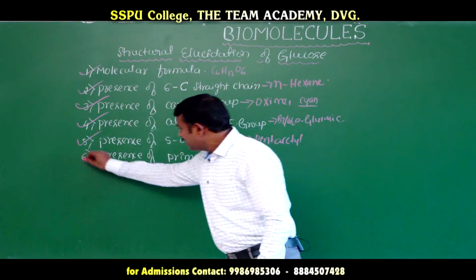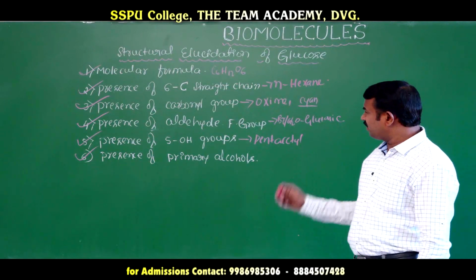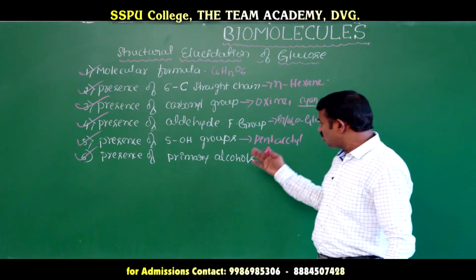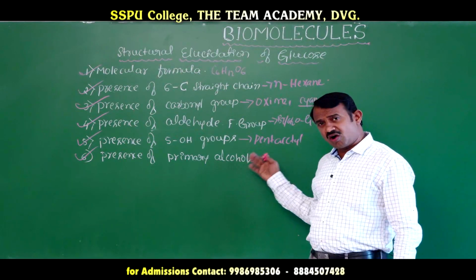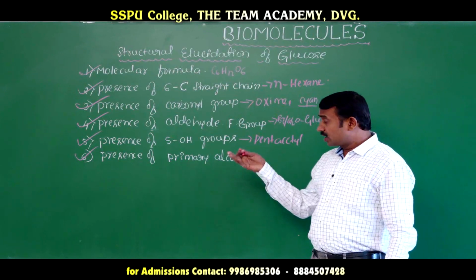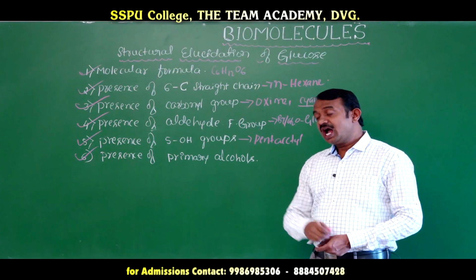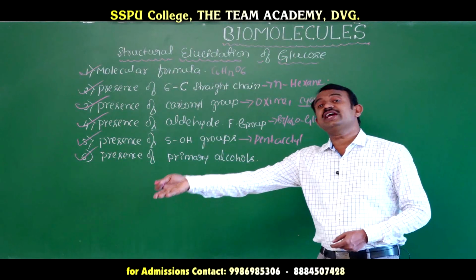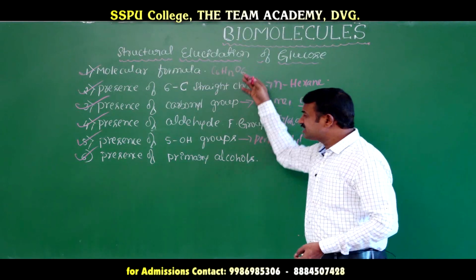The last factor is the presence of a primary alcohol. When glucose reacts with a strong oxidizing agent, nitric acid, glucose is converted to saccharic acid, and gluconic acid is also converted to saccharic acid. These are the 6 factors.